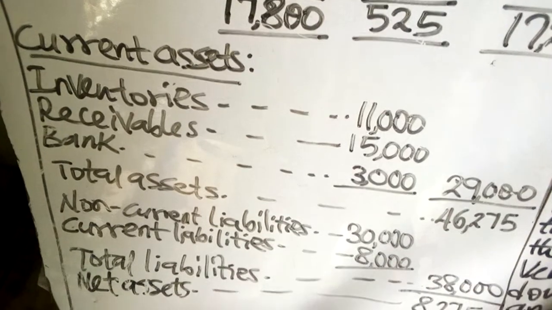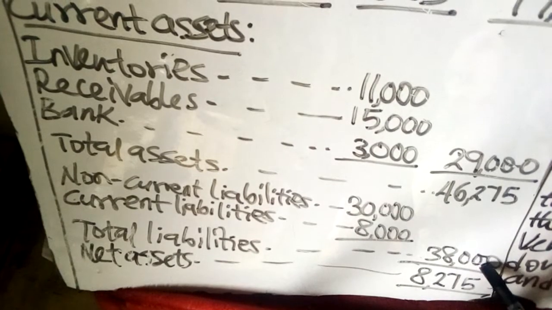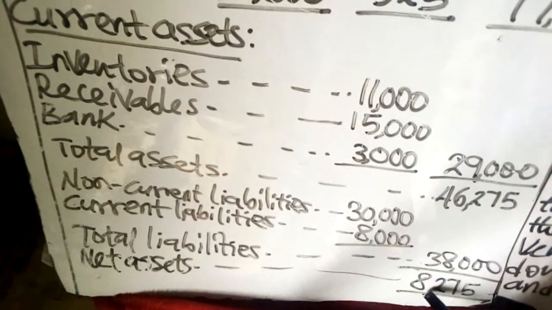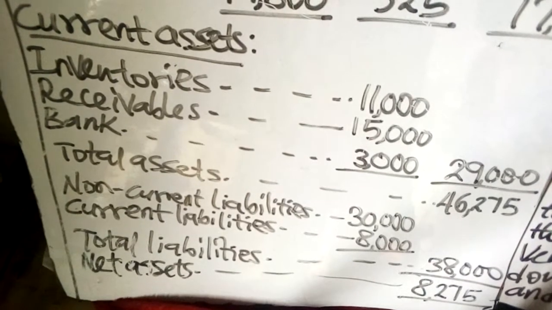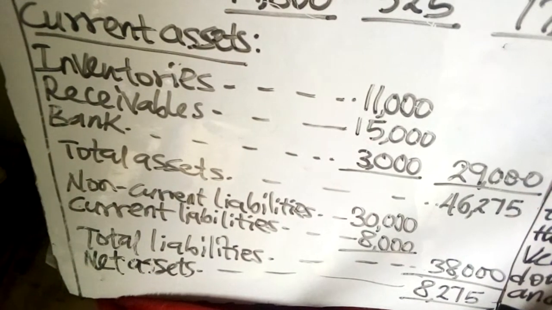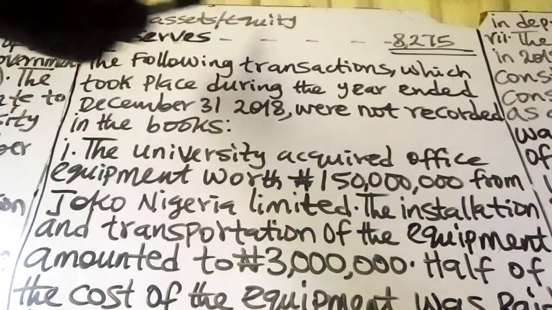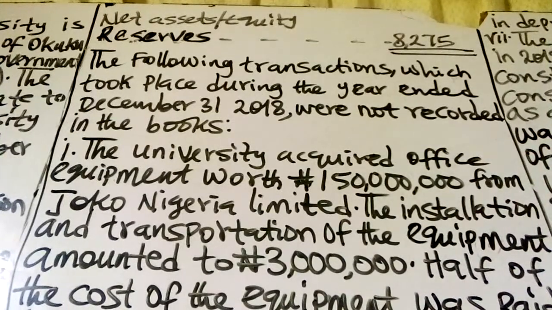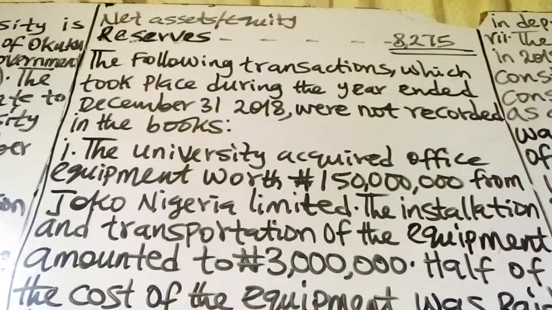Then you have the total liabilities to be 38,000. Then when you subtract the total liability from the total asset, you have the net assets of 8,275. We have net assets/equity. Under this, we have reserves of 8,275, which agrees with our total net assets.